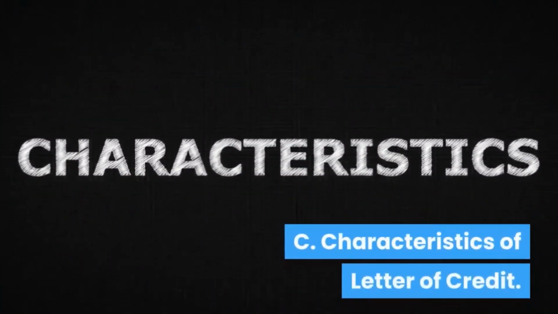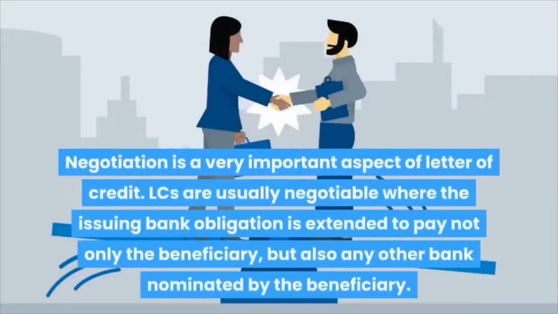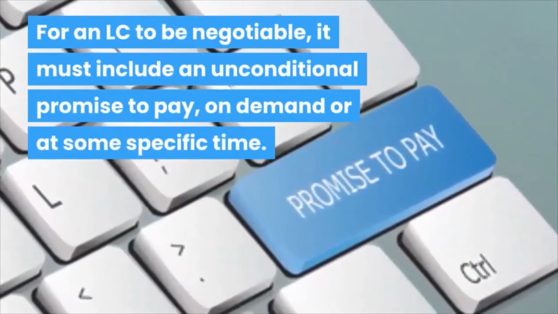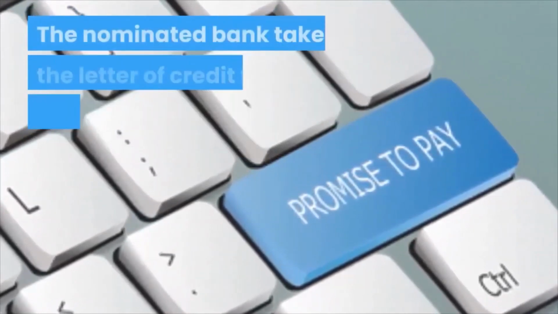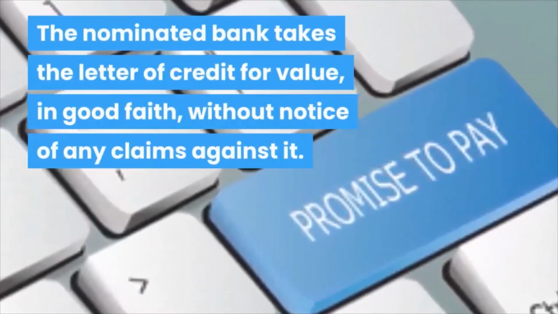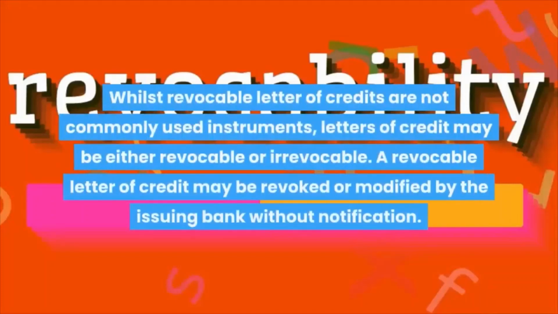Characteristics of letter of credit. 1. Negotiability. Negotiation is a very important aspect of a letter of credit. LCs are usually negotiable, where the issuing bank's obligation is extended to pay not only the beneficiary, but also any other bank nominated by the beneficiary. For an LC to be negotiable, it must include an unconditional promise to pay, on demand or at some specific time. The nominated bank takes the letter of credit for value, in good faith, without notice of any claims against it.